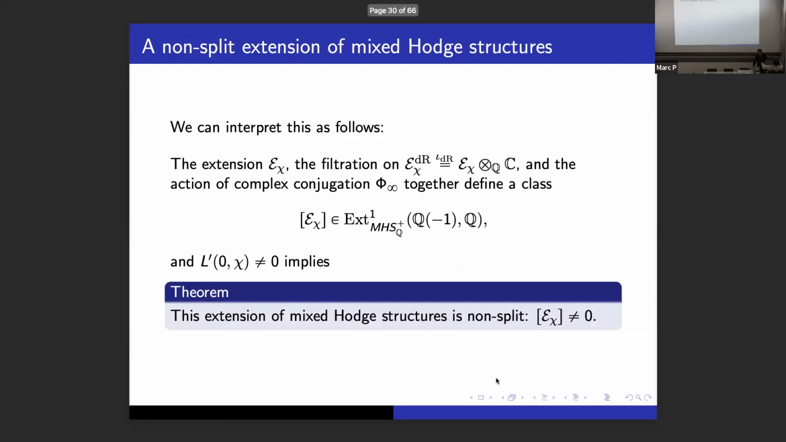Okay, so we can reinterpret this as saying that this singular extension, together with the filtration on its de Rham realization, so what we got from sending scalars to C, together with the action of complex conjugation, they actually define a class in some category of mixed Hodge structures. The plus here is to say that it's an enriched category, meaning we're keeping track of this action of the complex conjugation. And in fact, the non-vanishing of this derivative, or of the value at 1, tells me that this extension of mixed Hodge structures is actually non-split.